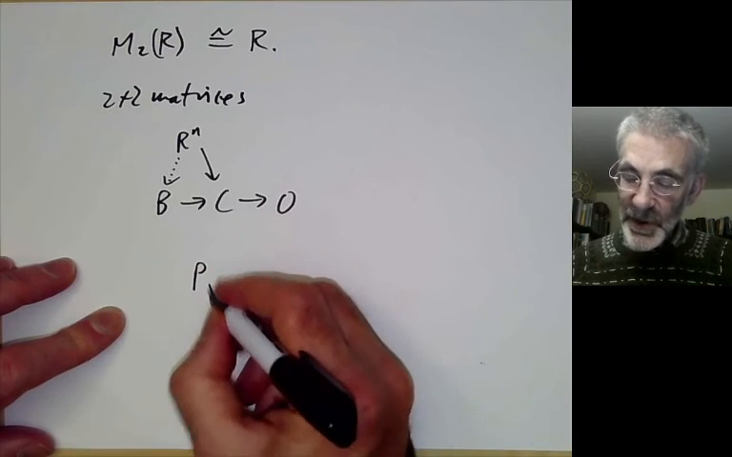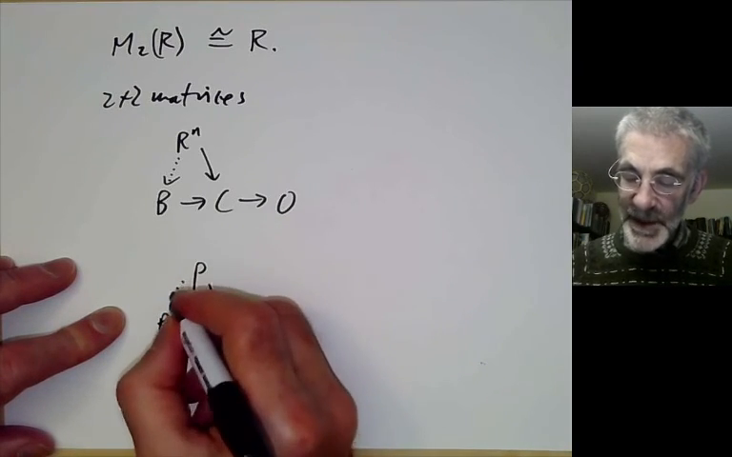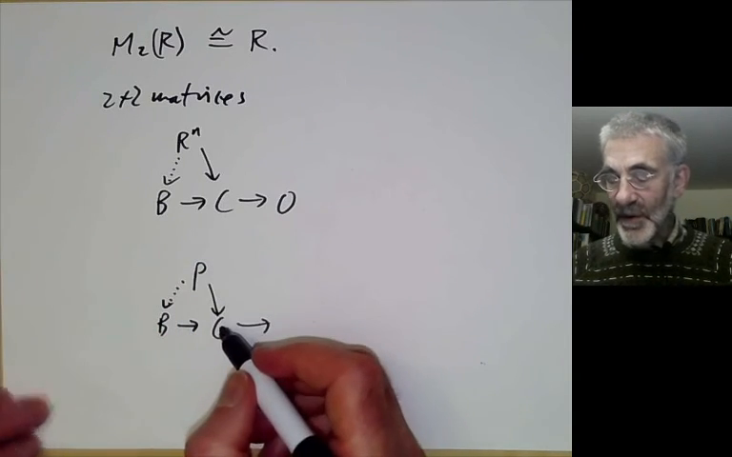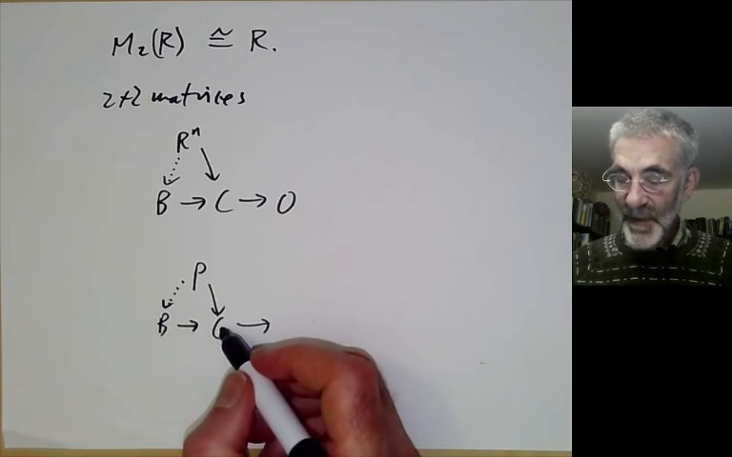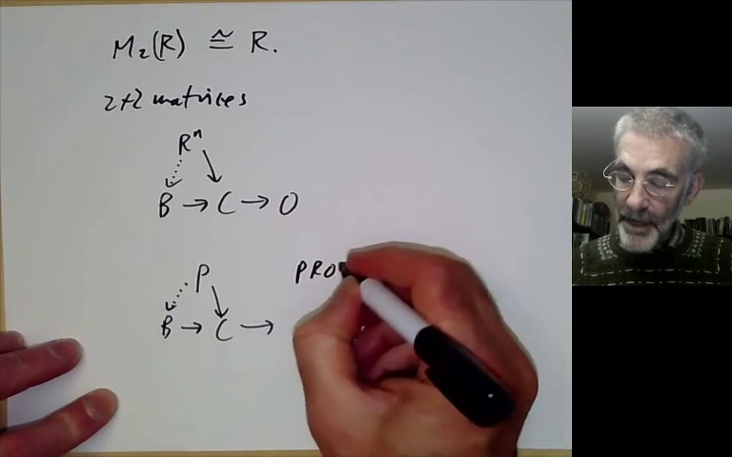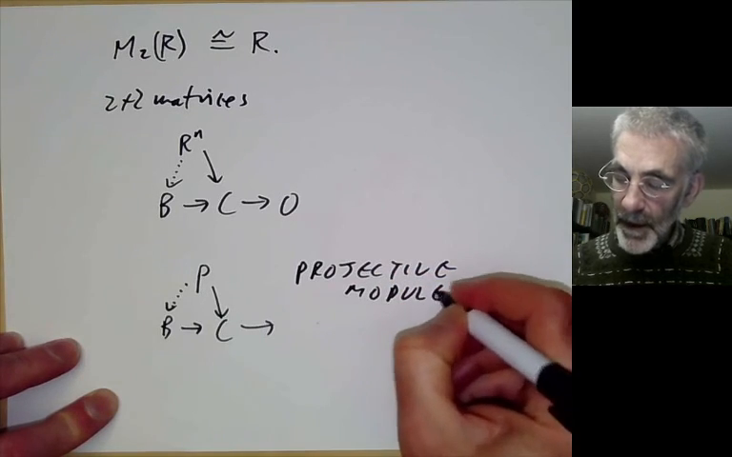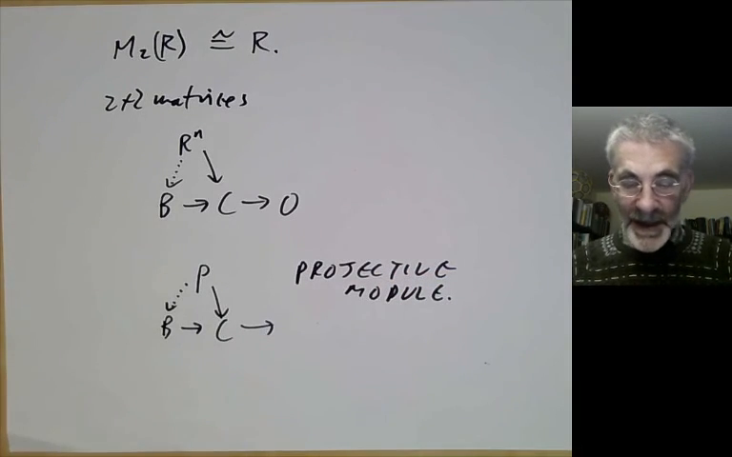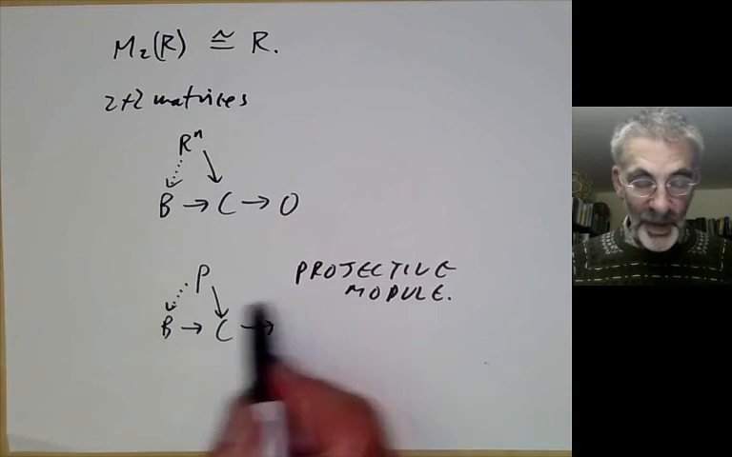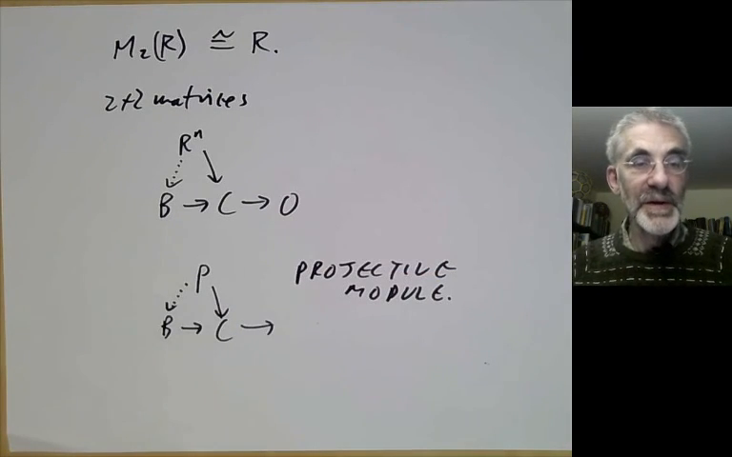More generally, a module with this lifting property, that if you've got a map to C, then it lifts to a map to B, is called a projective module. Next lecture will be about some properties of projective modules and examples of projective modules that are not free.